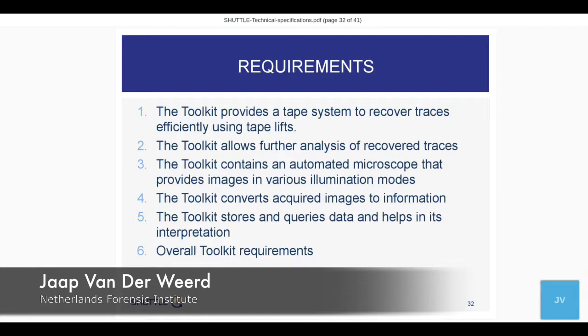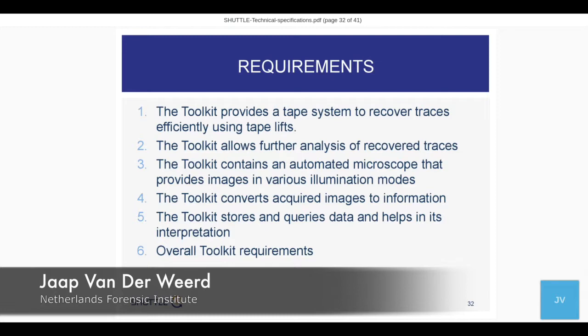So it might either be within the tape, or there might be ways to isolate traces from the tape so that we can subject them to further analysis. So the microscopy is part of the second requirement, but this is extended a little bit. The third one is the automated microscope. Various illumination modes. We need an image processing system, and we describe that quite broadly. So in a way that it converts the acquired images to information.